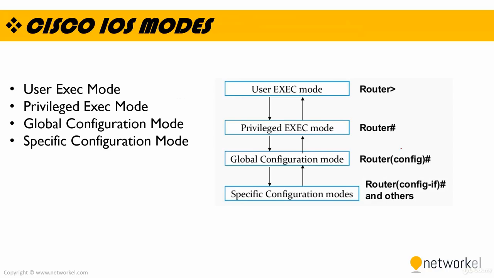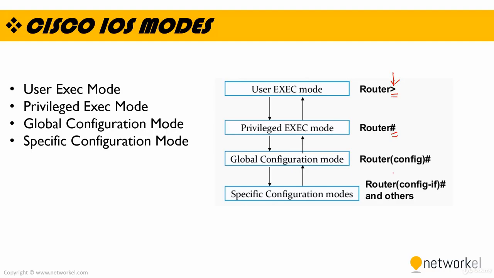And let's take a look at the Cisco IOS modes. In Cisco IOS, we have 4 modes. The first one is the user exec mode. When you are in user exec mode, you can see a greater than sign that shows you that you are in the user exec mode. In the privileged exec mode, you see a pound sign.